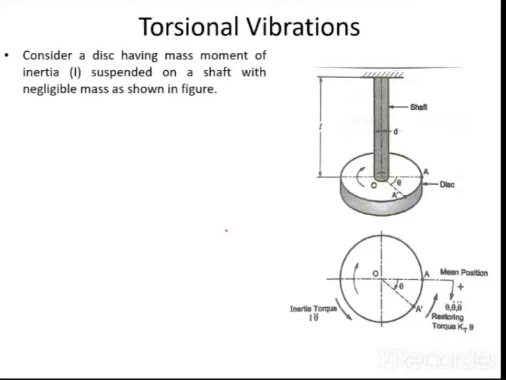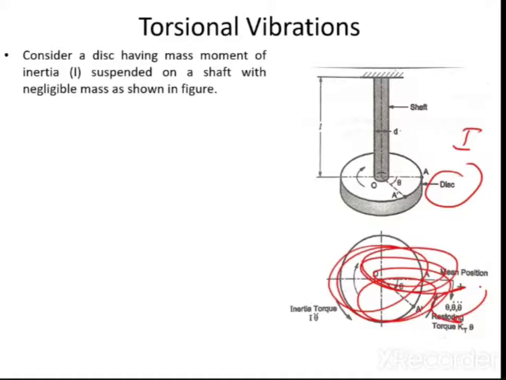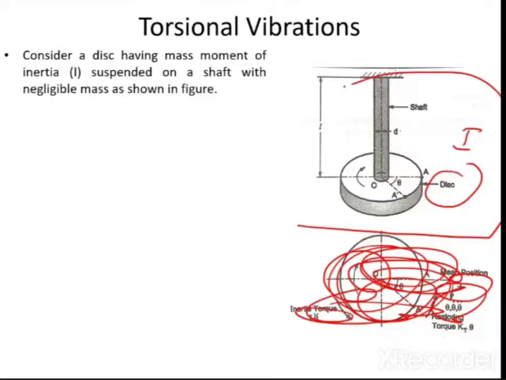Now consider a disk having mass moment of inertia I, suspended on a shaft with negligible mass. You can see this is a disk, and the disk has a mass moment of inertia I. Forget about this diagram for now; it is slightly critical, so just try to focus on the disk.